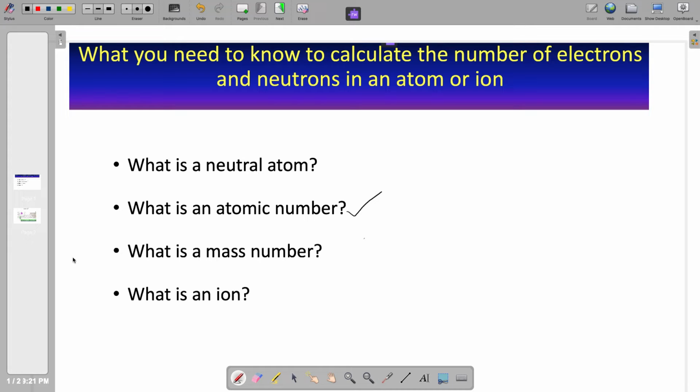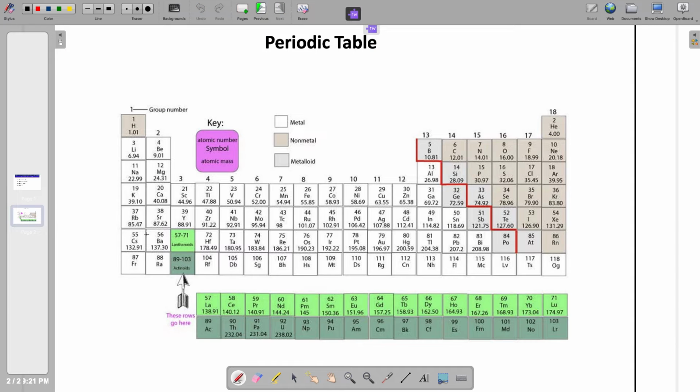So let's go to the periodic table to identify the atomic number. If you have the periodic table, you notice that when you look at any chemical symbol, you'll find two numbers. One number is written above the chemical symbol and another number is written below it. The number written above the chemical symbol is usually the atomic number or the number of protons. And the number written below is usually the atomic mass. The atomic number is usually a positive whole number, and the atomic mass is usually a decimal fraction.